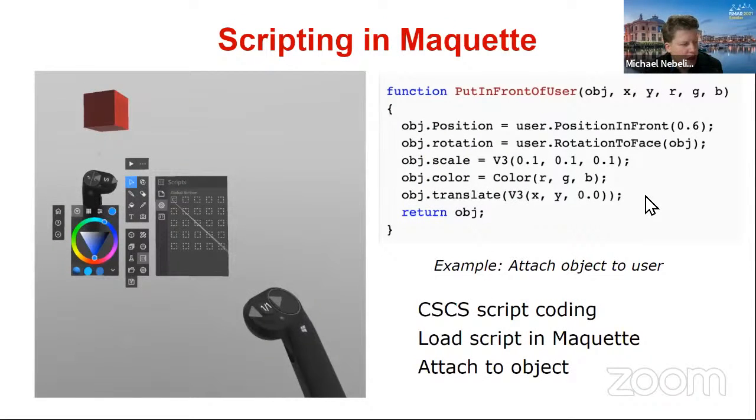And in Maquette, you also have some very basic support for scripting. You can do scripting through some of their click and play visual scripts, or you can load scripts in Maquette. For example, here we have a relatively basic script on the right that puts an object in front of the user at a certain scale and color. If that is the interaction you wanted to implement, so the user can spawn an object, you could actually do that with lightweight scripting.